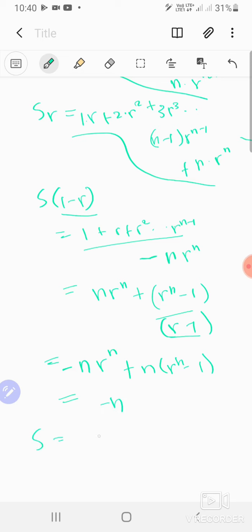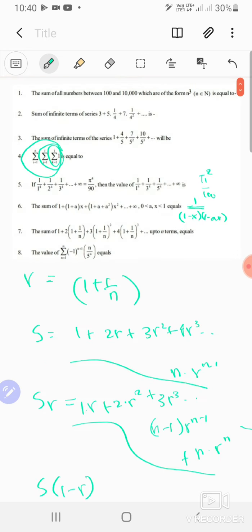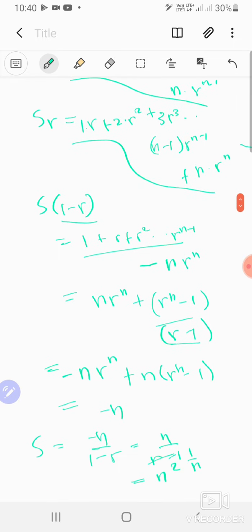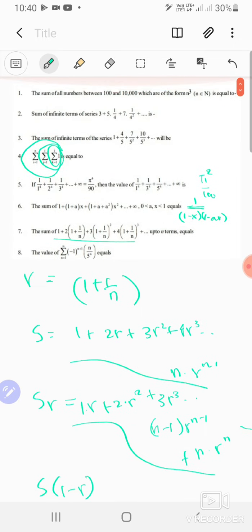So s equals negative n upon 1 minus r, which is nothing but n upon r minus 1. But guess what, r minus 1 is nothing but 1 by n. This turns out to be n squared. Yes, a very simple answer for this complicated thing. Wow, that was nice. So it just turns out to be n squared. Okay, move on to the next question.